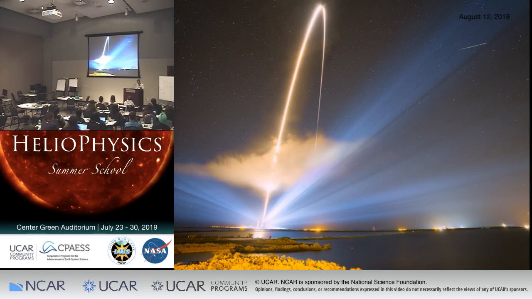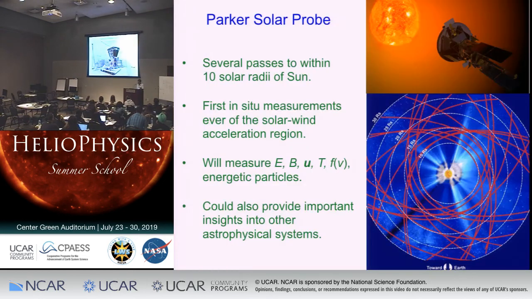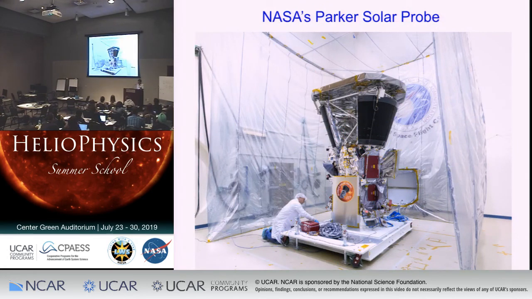So far, the probe has only gotten into 37 solar radii, but over the next several years, through multiple Venus flybys, it will eventually get as close as 10 or less than 10 solar radii from the sun, and test a lot of these models about the importance of different mechanisms for heating and accelerating the solar wind. And there's a picture of the Parker Solar Probe.